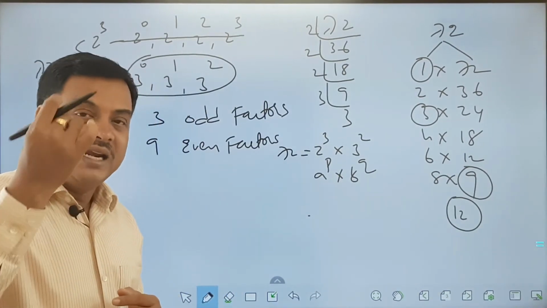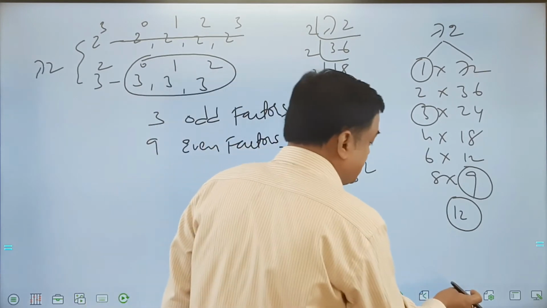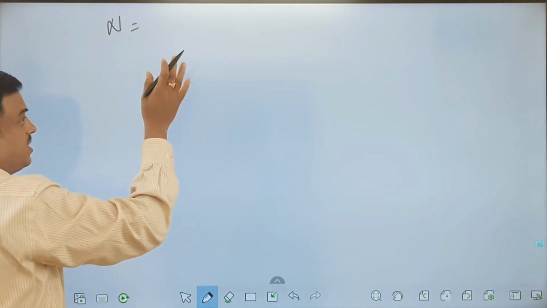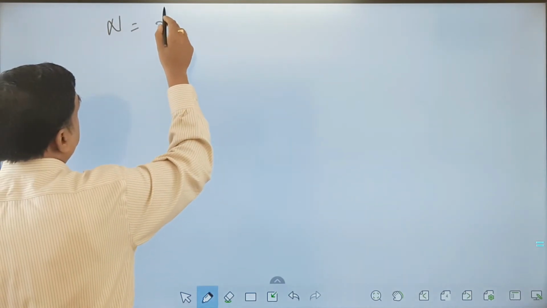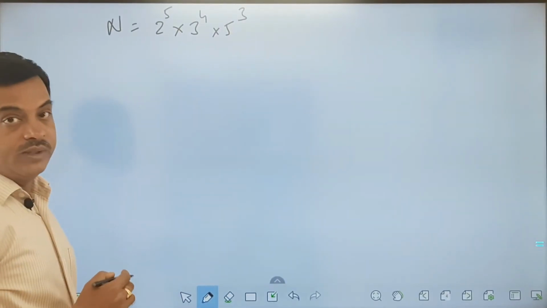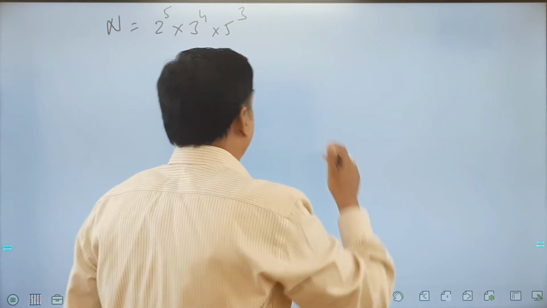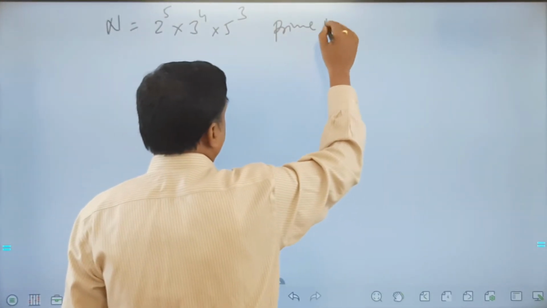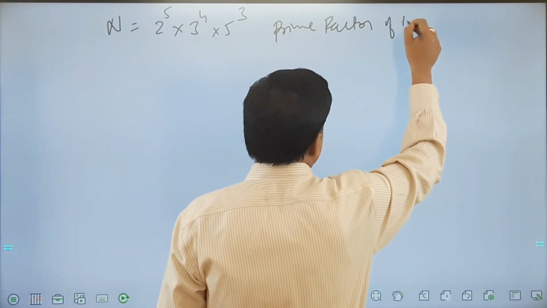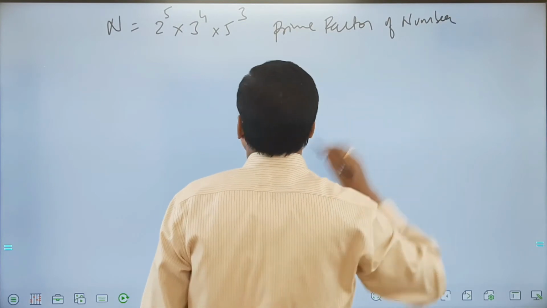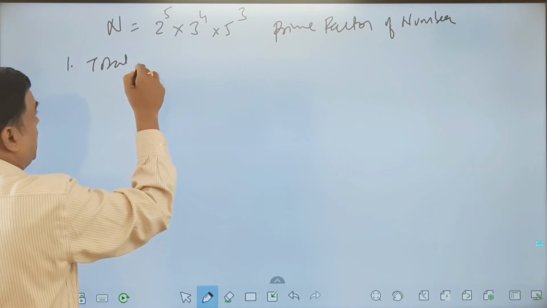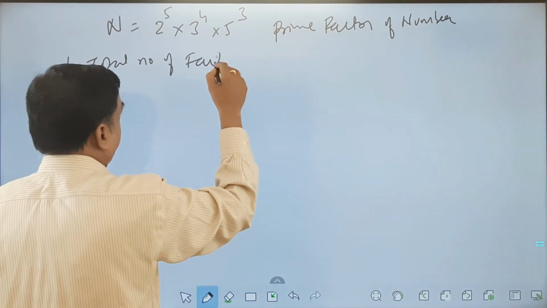Let us take a little higher level example. This 72 was very easy, so let us take a higher number. Suppose I have n, which in prime factor form is 2 power 5 into 3 power 4 into 5 power 3. So this is the prime factor form of a number given to me. Now what should I do, my friend? I should find the total number of factors. First question, total number of factors.